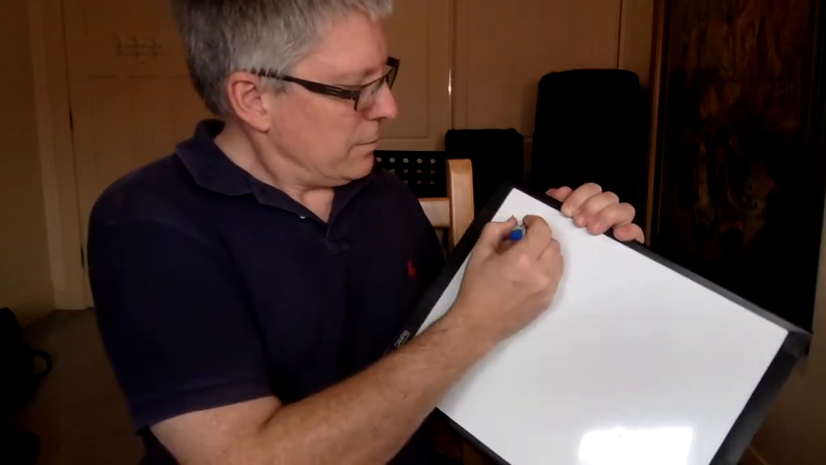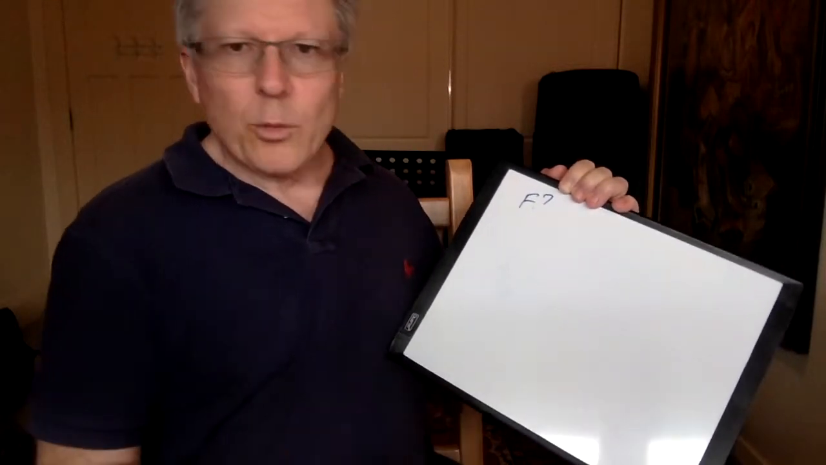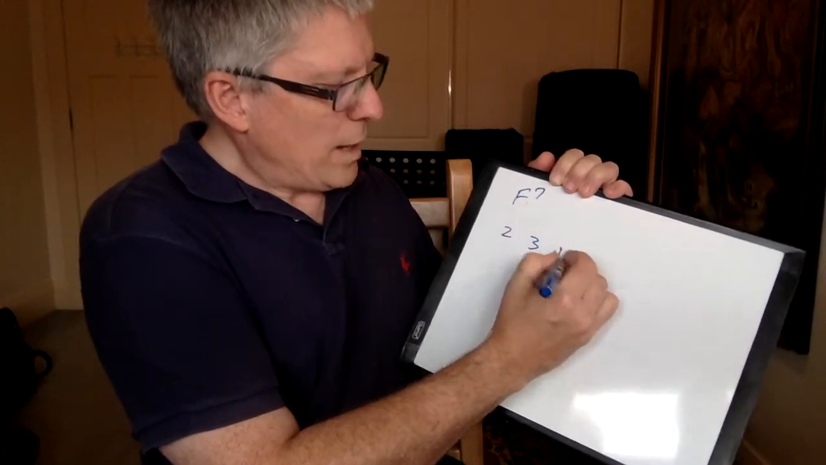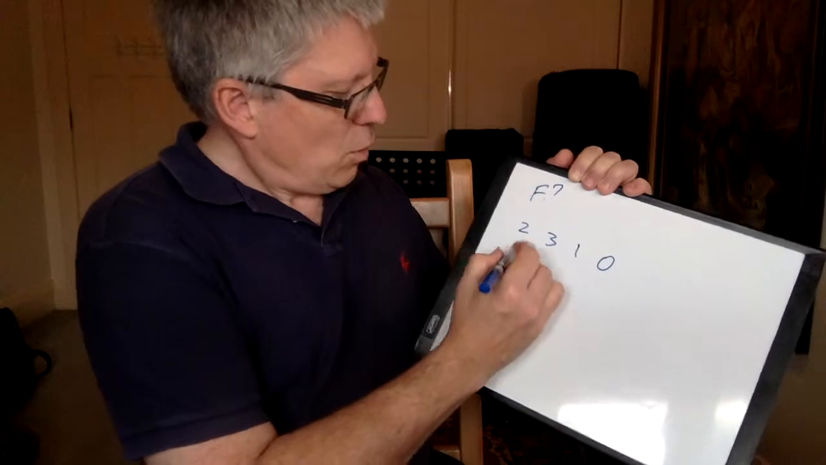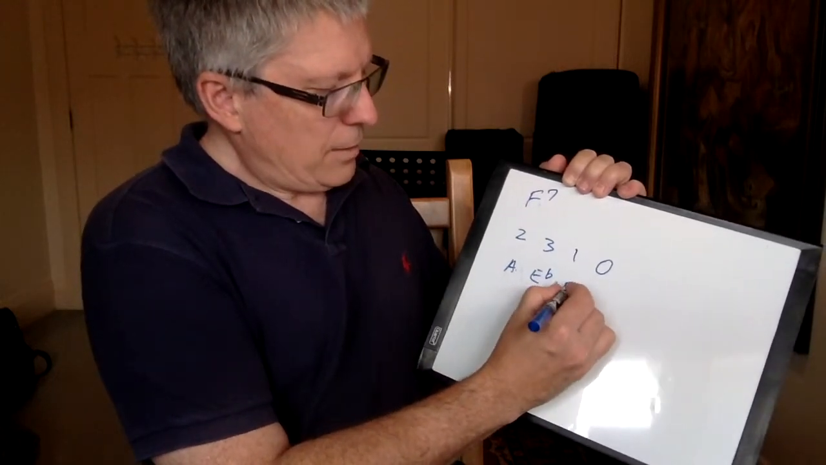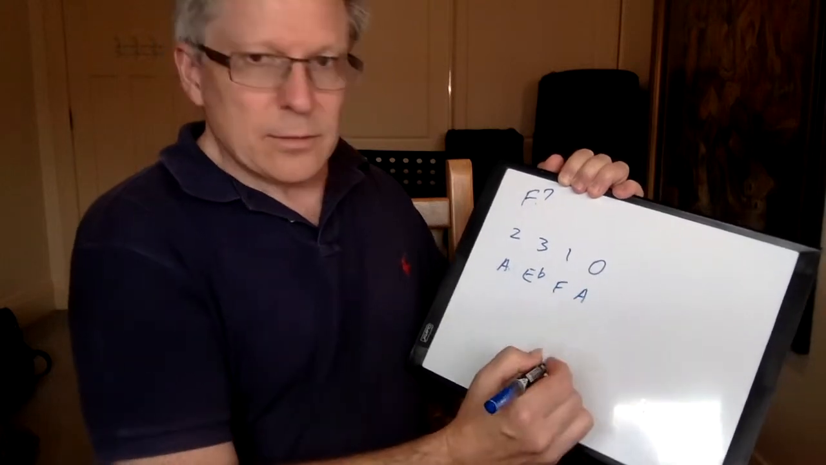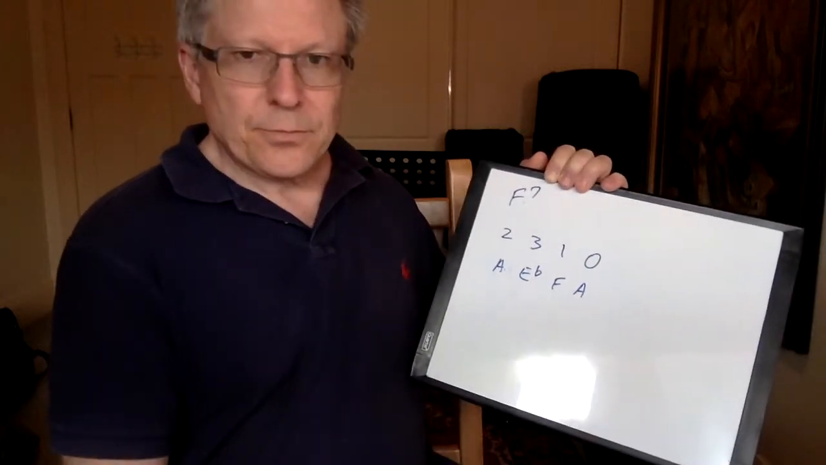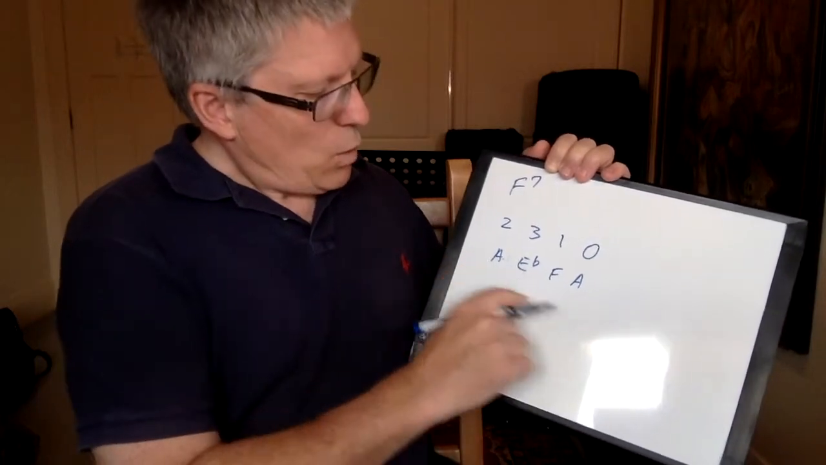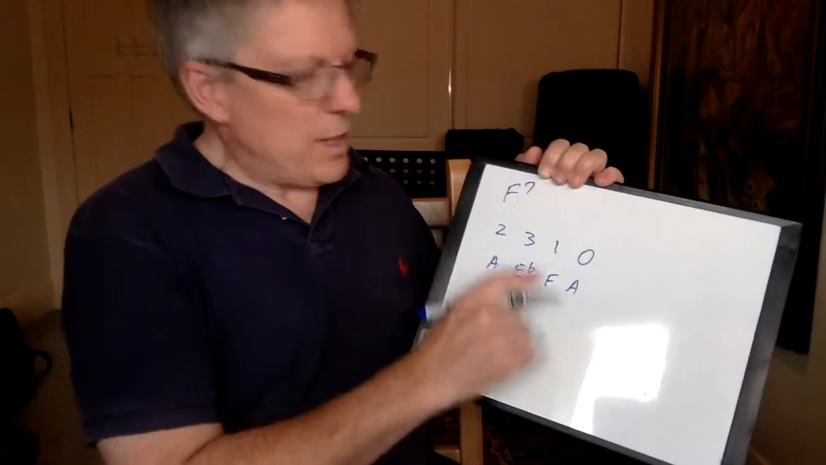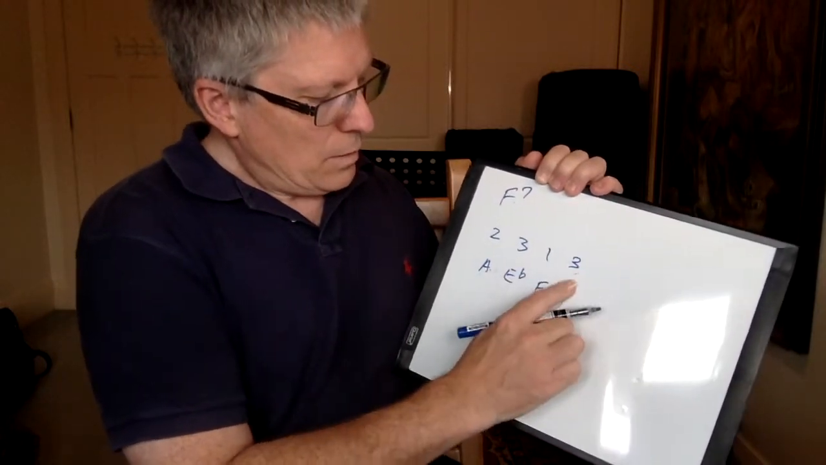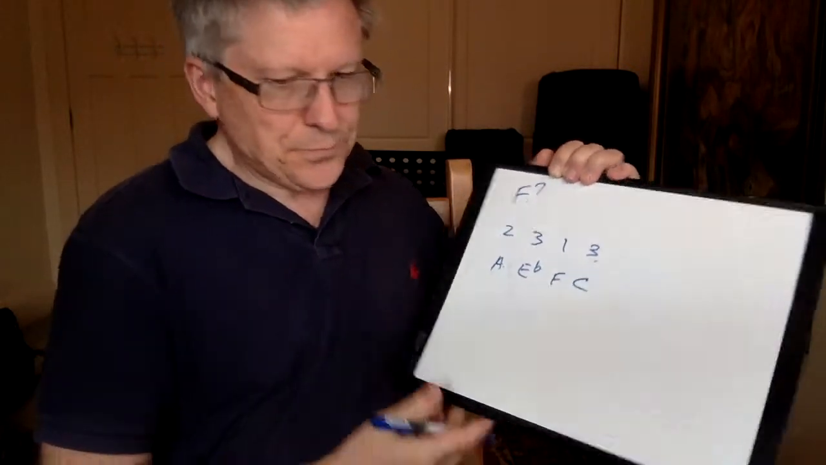So F7, the normal way to play that in first position is going to be 2, 3, 1, 0, or A, E flat, F, and another A. That makes sense? Quite often with this chord, with this particular F, you might actually play a C on the top. So you might play a 3 there.